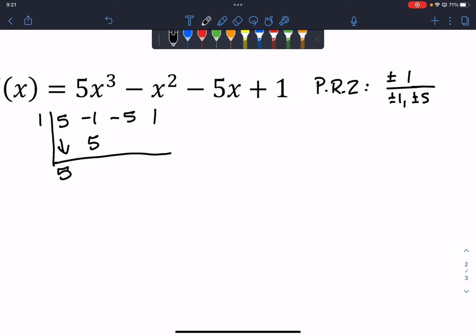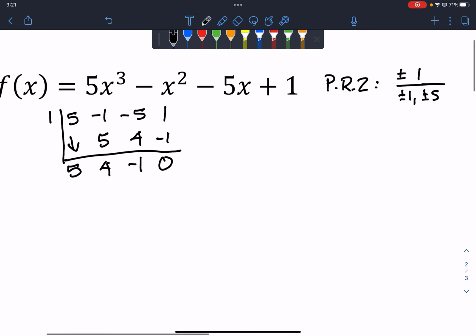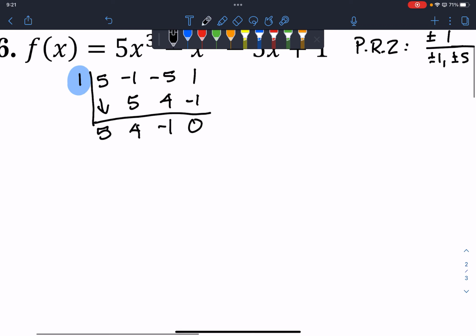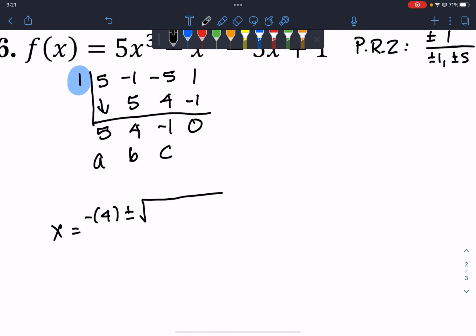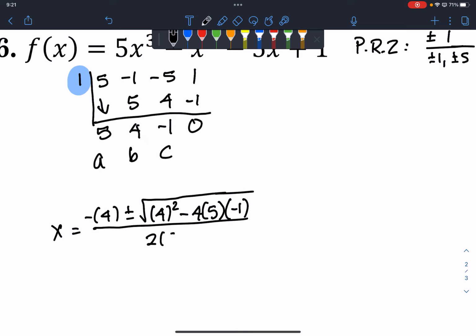So 5 times 1 is 5. This adds up to 4. Times 1 is 4. This adds up to negative 1. And times 1 is negative 1, so 0. So 1 is one of our solutions. And now let's find the other ones using, again, our quadratic formula, a, b, and c, times the value of a times the value of c, divided by 2 times the value of a.